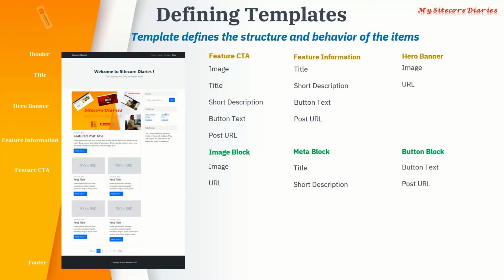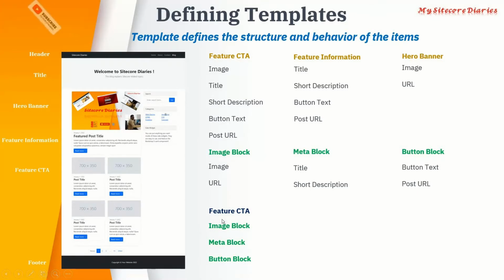Okay, so if you consider that concept, and if I take the feature CTA, and in that feature CTA, if I inherit image block, that is image URL and the image. Then if I consider the meta block, it will consider title and the short description. If I consider button block, it will consider button text and post URL. Okay, so this is how it will cover everything.